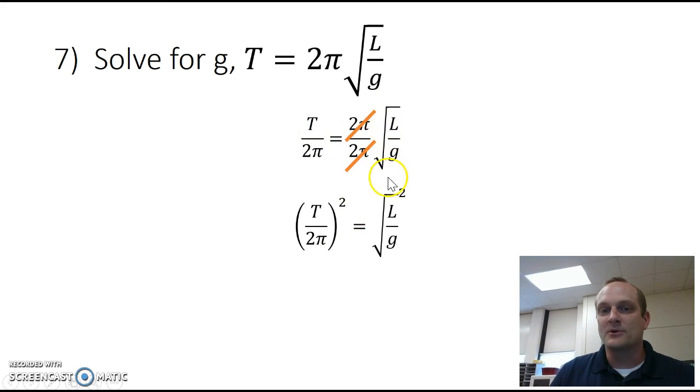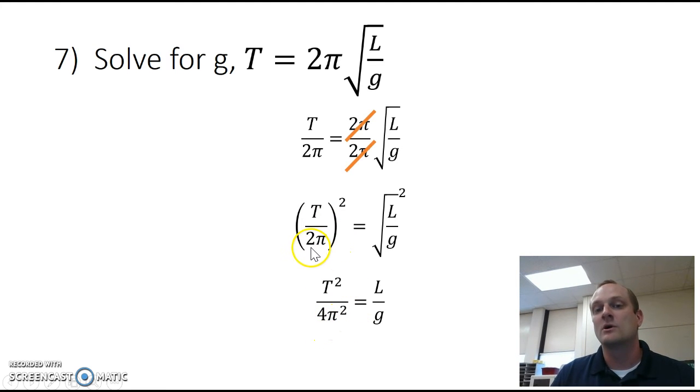Now I'm going to square both sides, right? I've got L over g under the square root. So by squaring that side, that's going to undo the square root. But whatever I do to one side, I have to do to the other, so I have to square this entire side over here. When I square a fraction, I need to square the top and the bottom. So t times t is t squared. 2 pi times 2 pi gives me 4 pi squared. 2 times 2 is 4. Pi times pi is pi squared. And then on the right-hand side, those canceled and went away.